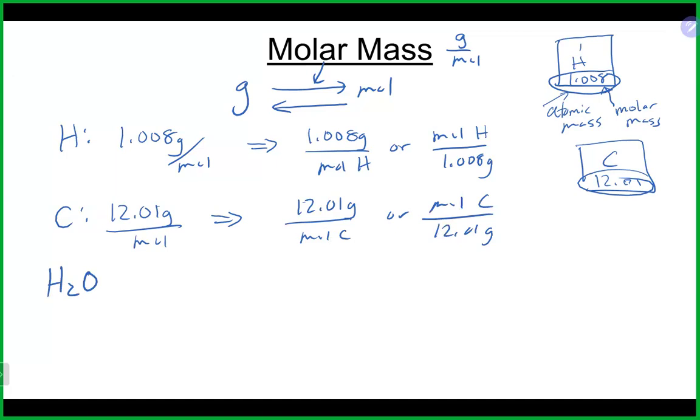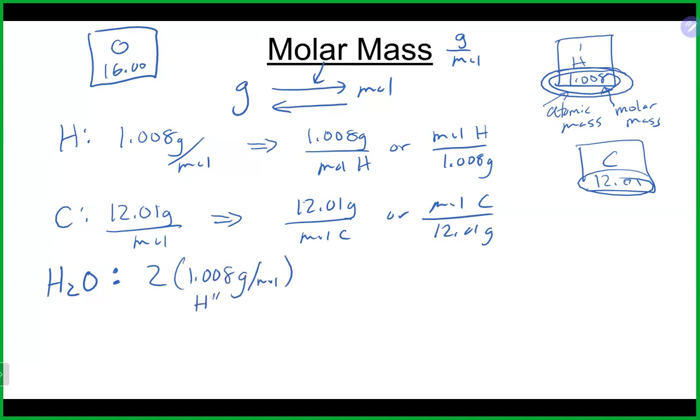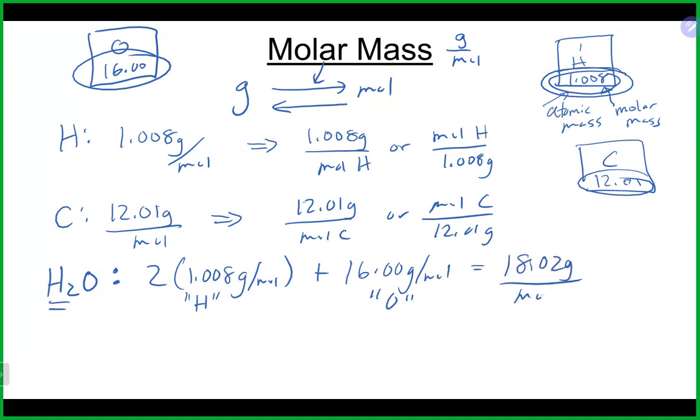You could also do this for something that is not just an element by itself, like our friend water. What you would do is go to the periodic table and add up all of the parts of it. So there are two hydrogens. Each from the periodic table is 1.008 grams per mole. That represents the hydrogens in this formula. And there's an oxygen, which is 16 grams per mole. That represents the oxygen. If you add that together, you get 18.02 grams per mole. That is the molar mass of water.